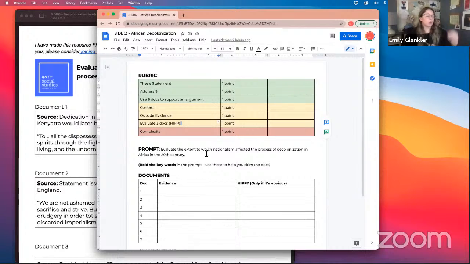Okay, so the first step is reading the prompt. Don't just skip to the documents. Don't just read the prompt and then start going with the documents. So the prompt we're working with is this: evaluate the extent to which nationalism affected the process of decolonization in Africa in the 20th century.